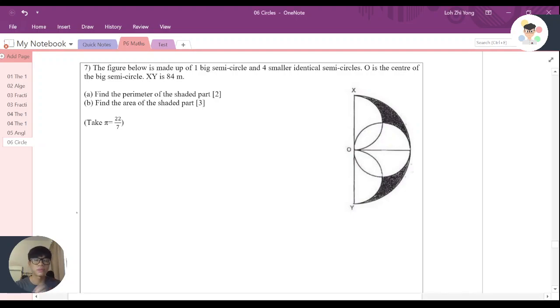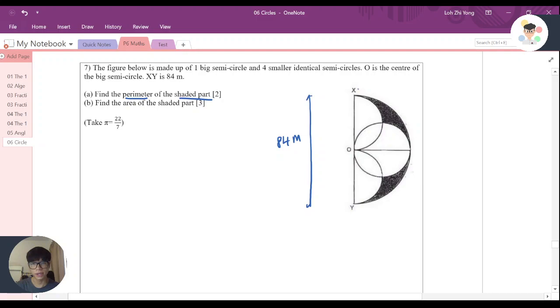It says that the figure below is made of one big semicircle and four identical semicircles. O is the center of the big semicircle and XY is equal to 84 meters. So basically I know that the length from here up to here is 84 meters. The first question asked is, find the perimeter of the shaded part.